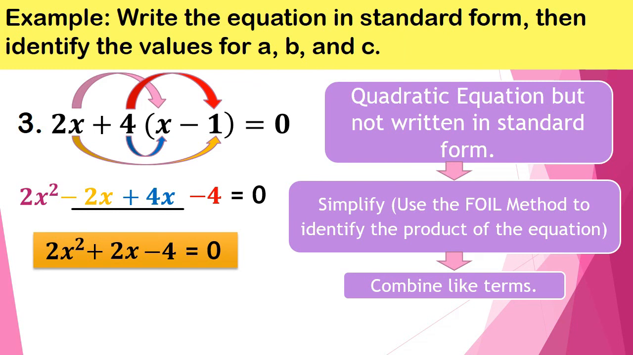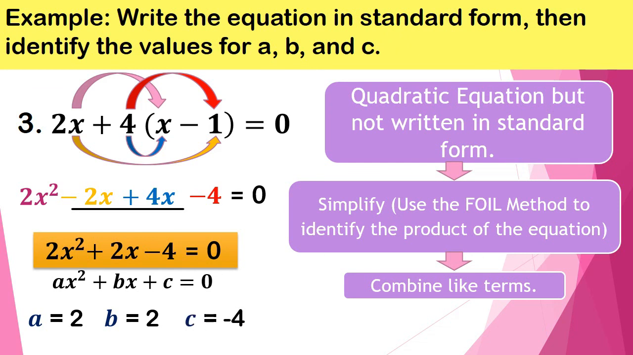Now, let's identify if it is the same as the standard form, ax squared plus bx plus c equals 0. Okay. Since the product is the same, let's identify the values for a, b, and c. The value for a is 2 since the coefficient of x squared is 2. The value for b is also 2 since the coefficient of x is 2. And the value for c is negative 4.